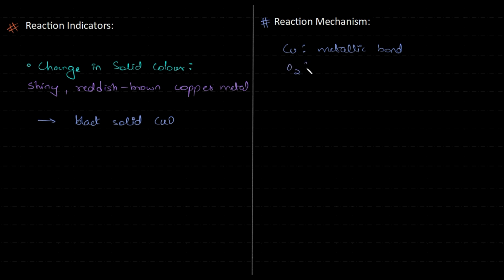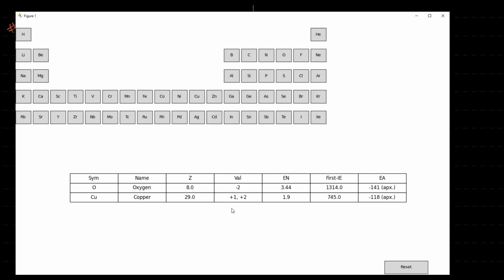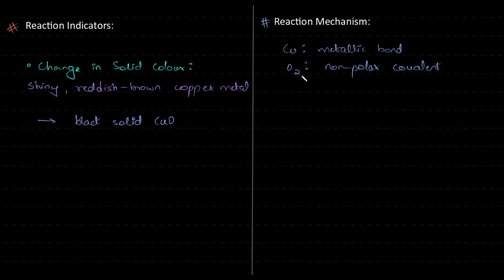And we have O2, which has a non-polar covalent bond. Why is it non-polar? It has to do with this value: both have the same pull, the same electron affinity. Since both have the same pull, the electrons stay near the center. Then you have CuO, which is ionic plus a bit of covalent characteristics as well. So it's as simple as that.